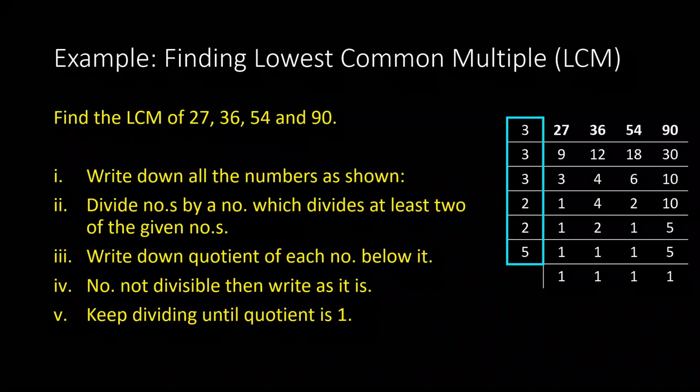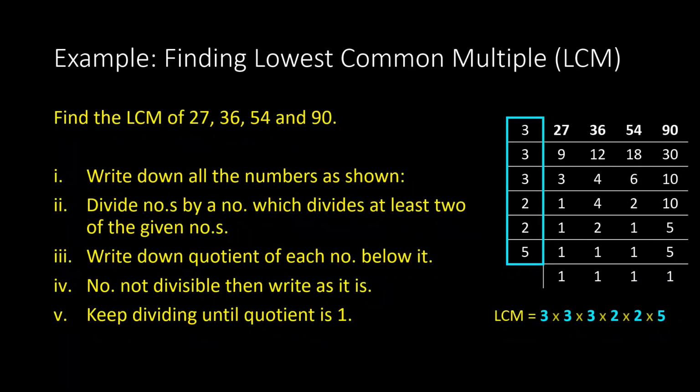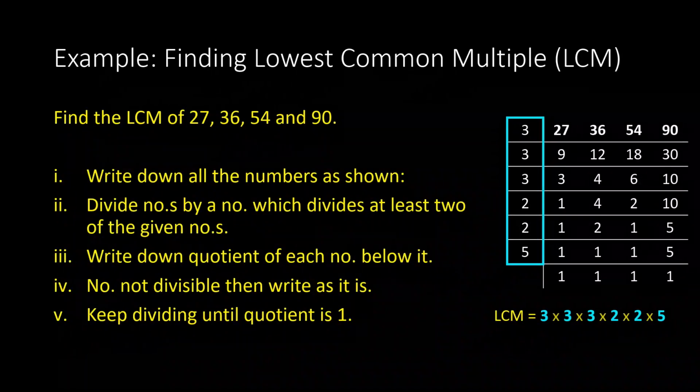Now multiply the divisors to find the lowest common multiple, or LCM. So we have LCM equals 3 times 3 times 3 times 2 times 2 times 5, as shown here, which is equal to 540.